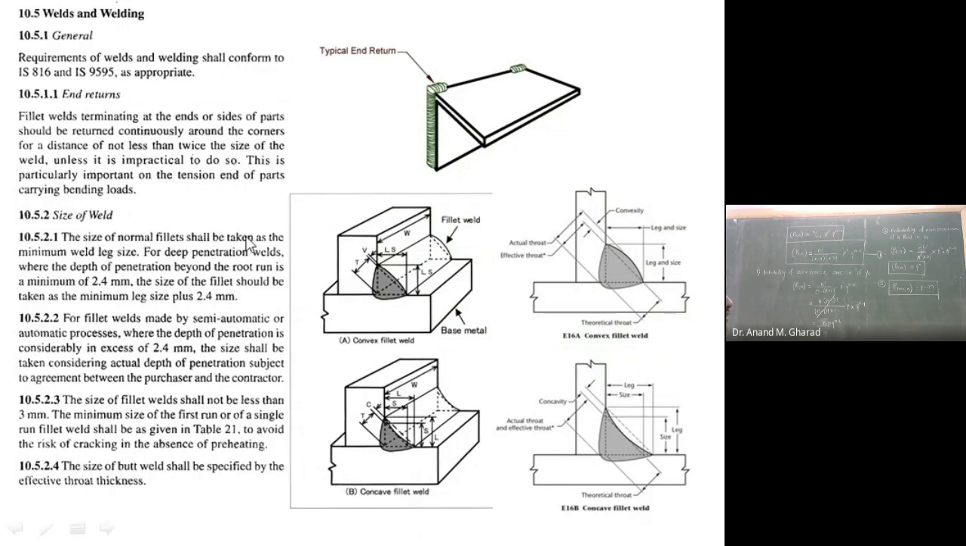Now see, these are the clauses which we have seen, and one thing you can see over here is the fillet type of weld. If you observe very closely, the shape of this fillet weld is convex, bulging outside. So this is a convex type of shape.